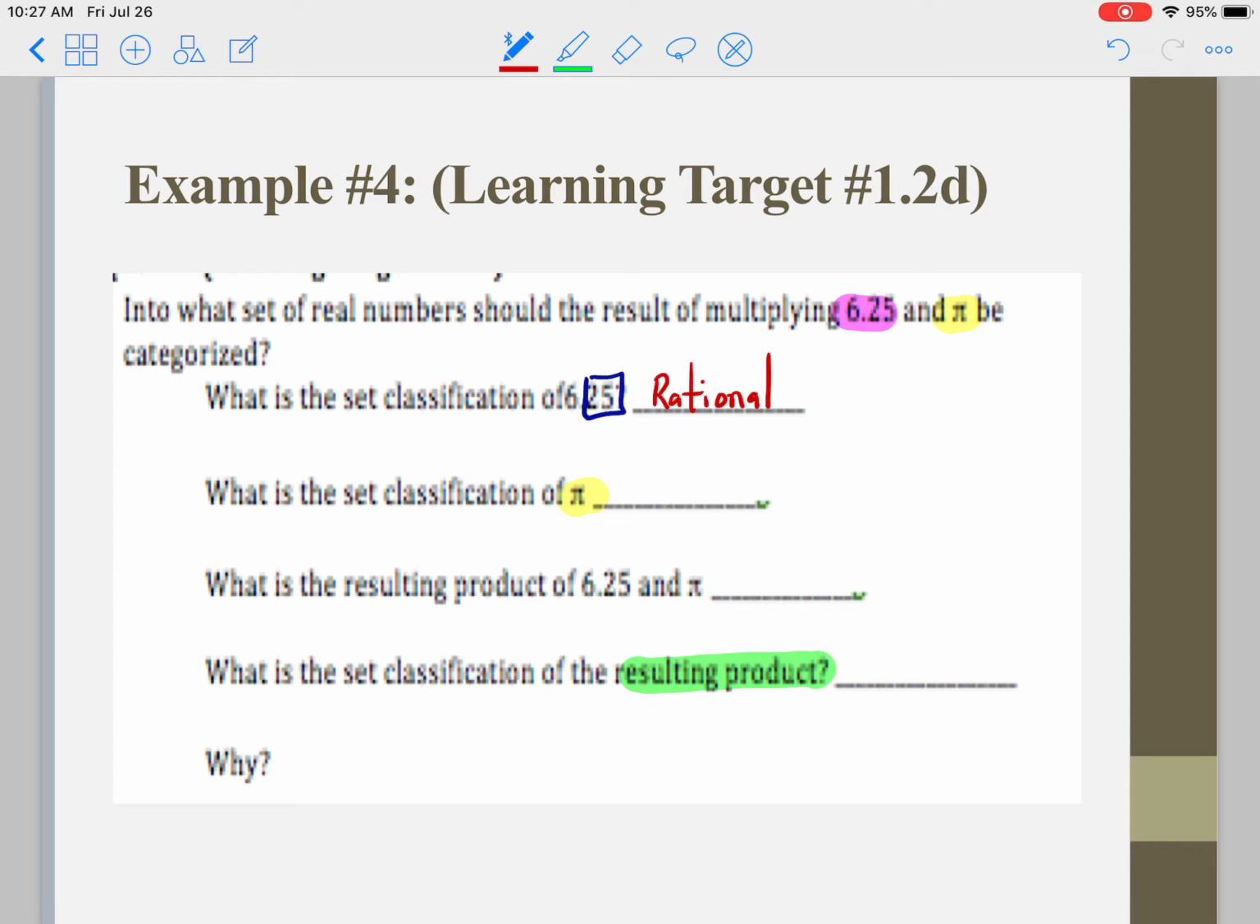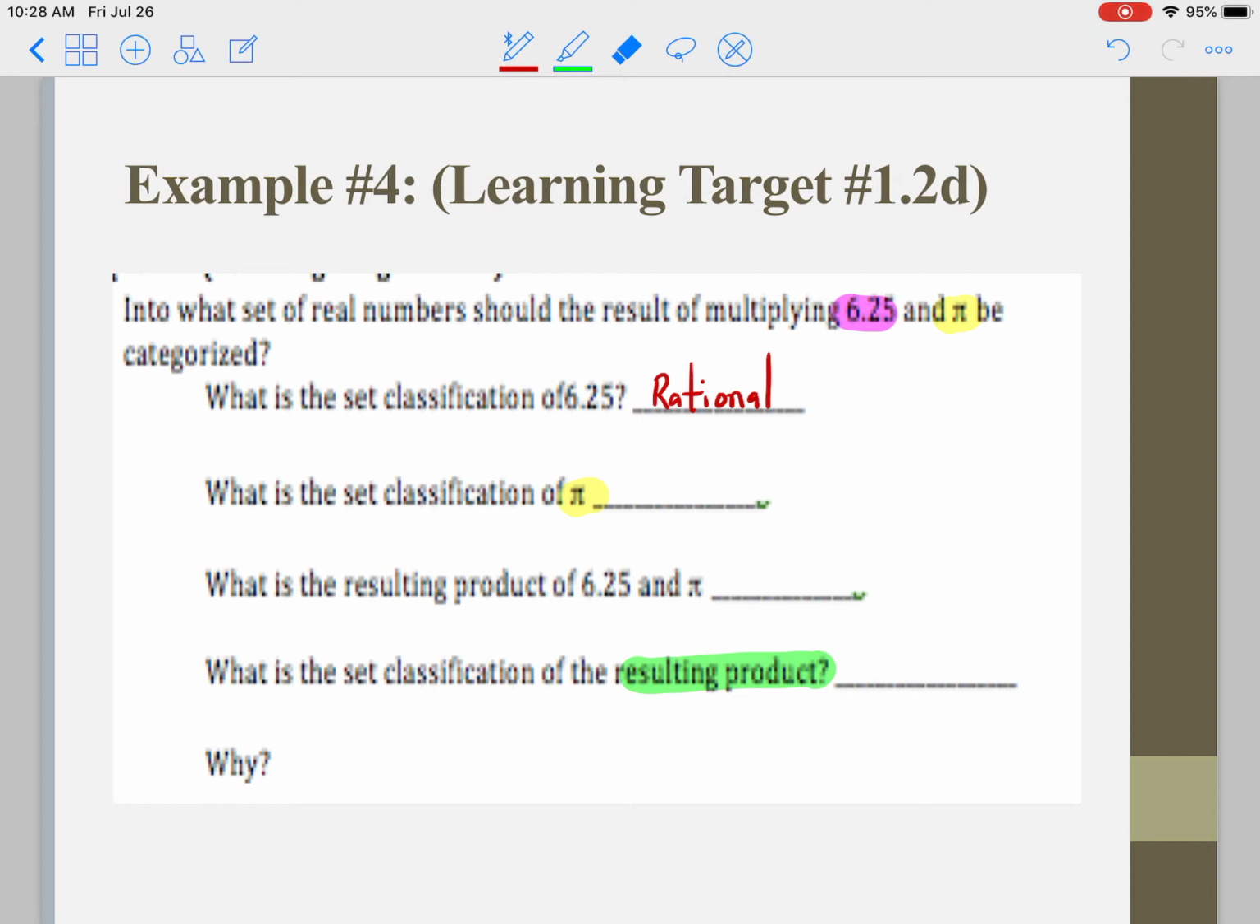Now, also included in that definition of a rational number is a repeating decimal. We do know that 0.25 is not a repeating decimal, but a rational number does include both types of decimals. So either a repeating decimal or what we have in this case, a terminating decimal. So that is the set classification of 6.25. Now, the set classification of pi.